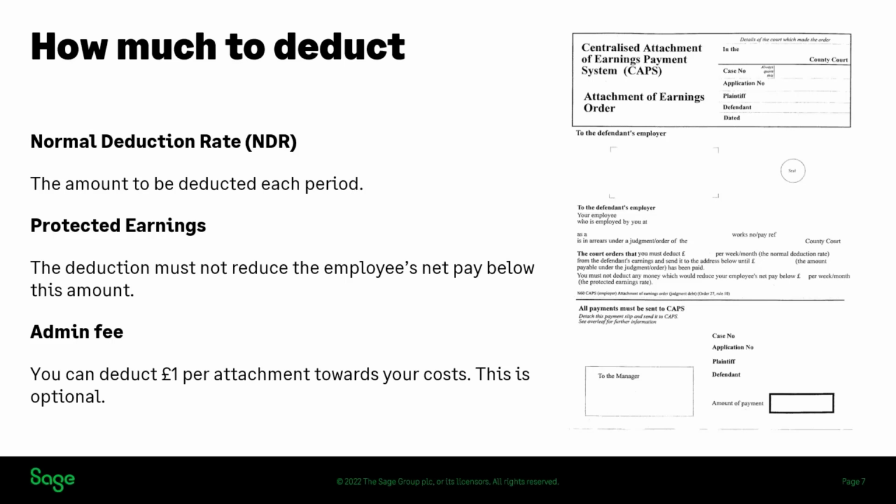So the protected earnings is an amount that the deduction must not reduce the employee's net pay below. So it's the minimum amount they need to take home, or the deduction will not be taken. And with any type of attachment order, you can deduct an additional £1 per attachment from your employee towards your own costs. But this is entirely optional.